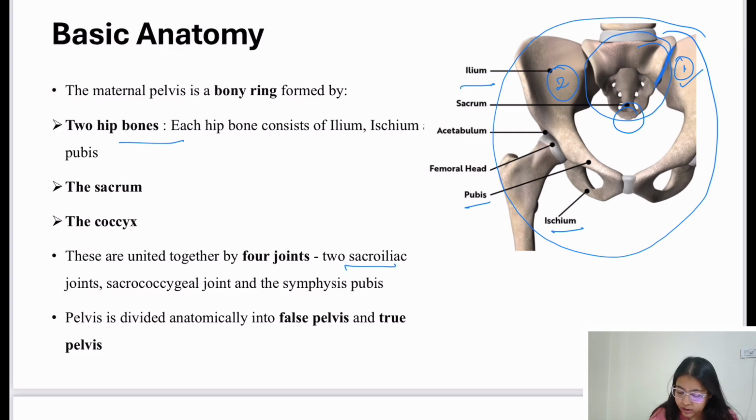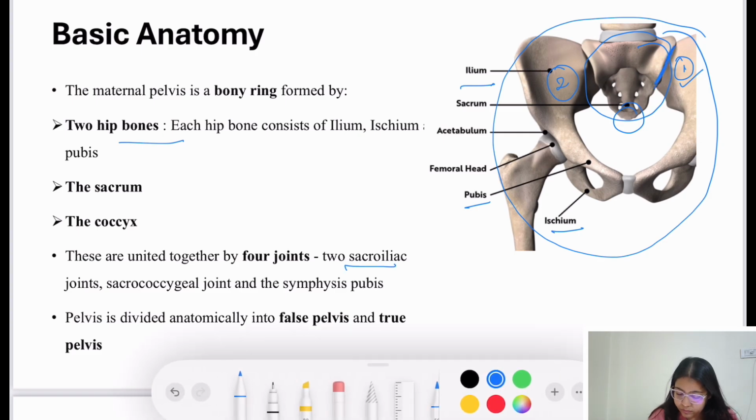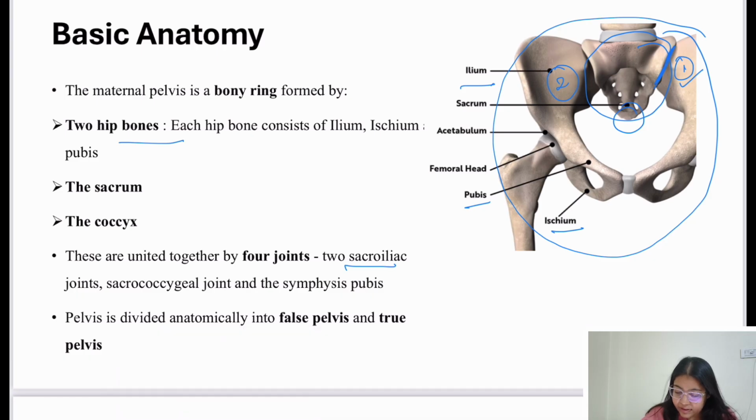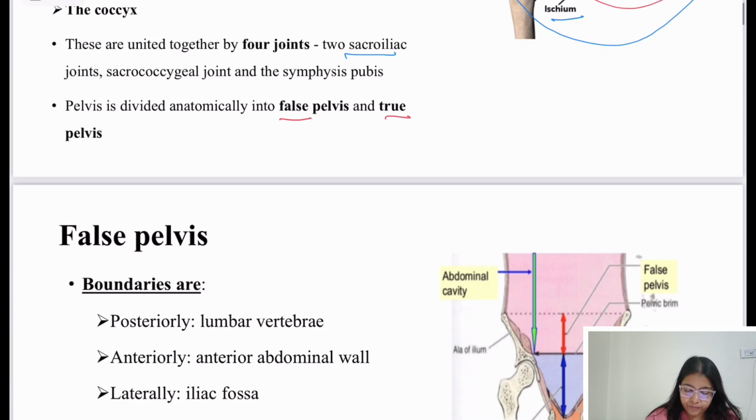These are two joints. Okay, so by these joints, two sacroiliac joints, one sacrococcygeal joint and one pubic symphysis, this joint. And again the pelvis is divided into two parts, false pelvis and true pelvis. So true pelvis is formed by the bones, and false pelvis is just above the true pelvis.